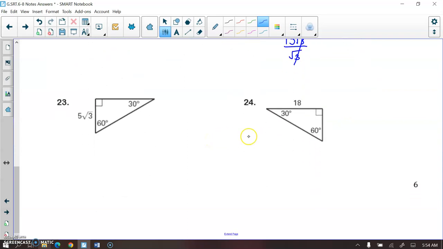Number 23. I have the side across from my 30-degree angle. To get from that side to the side across from my 60-degree angle, I multiply by root 3. A root 3 times a root 3 is just 3, so 5 times 3 is 15. To get from the side across from my 30-degree angle to my hypotenuse, I multiply by 2.